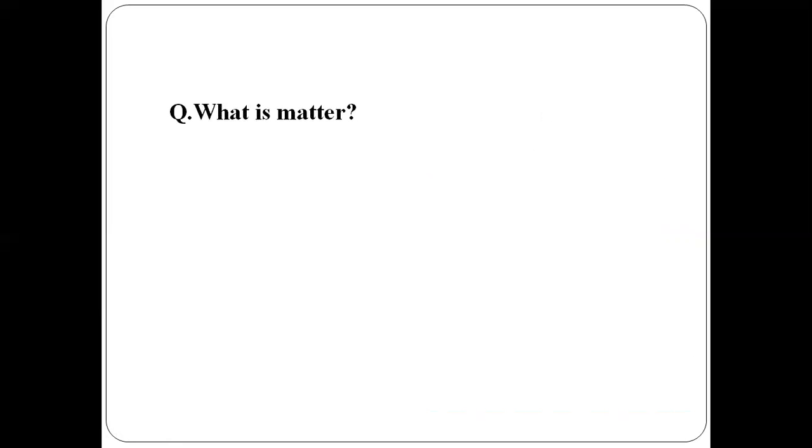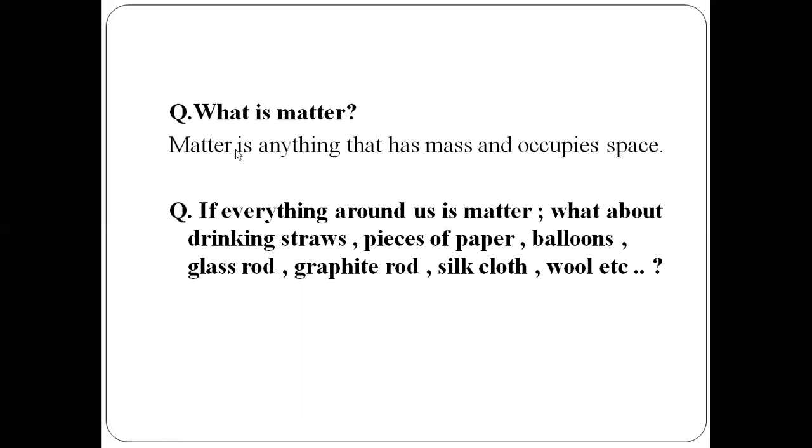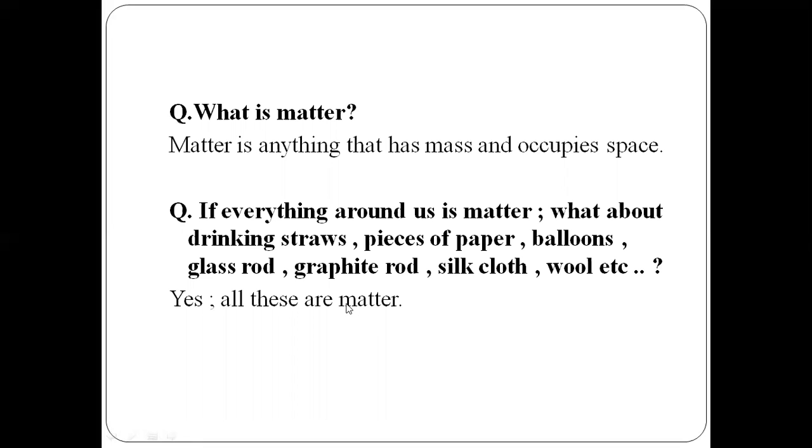Then let us try to define what is matter. Matter is anything that has mass and occupies space. Fine. If everything around us is matter, what about drinking straws, pieces of paper, balloons, glass rod, graphite rod, silk cloth, wool, etc.? Yes, all these are matter.